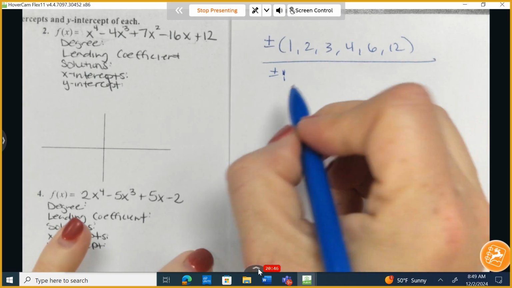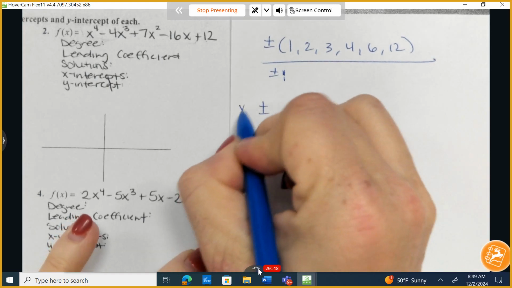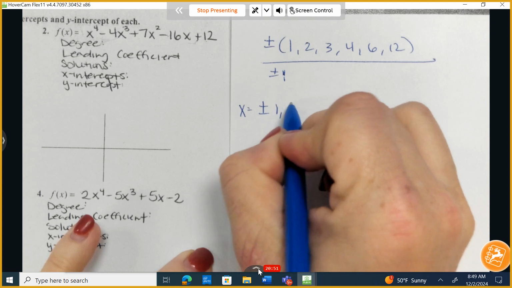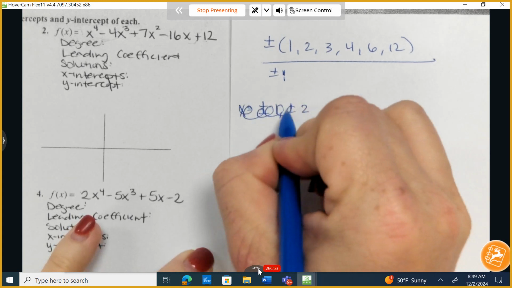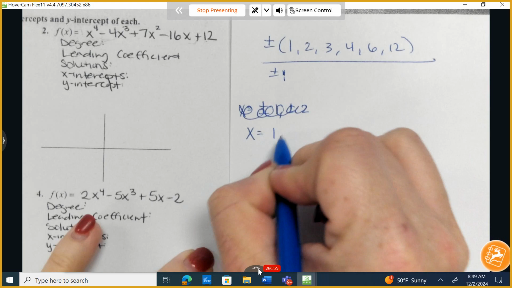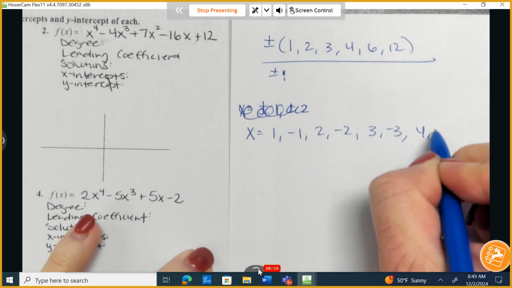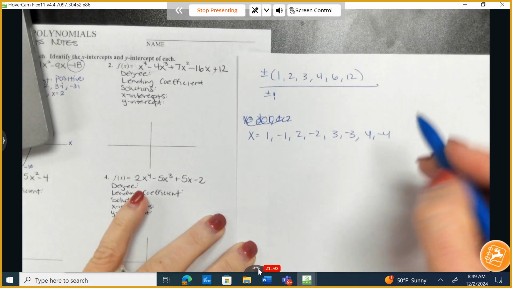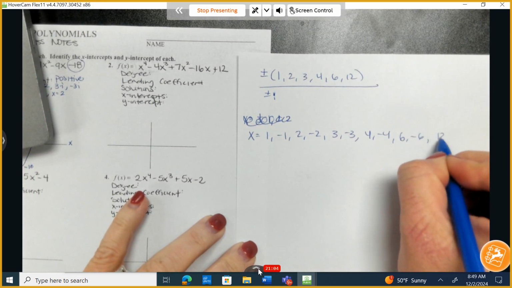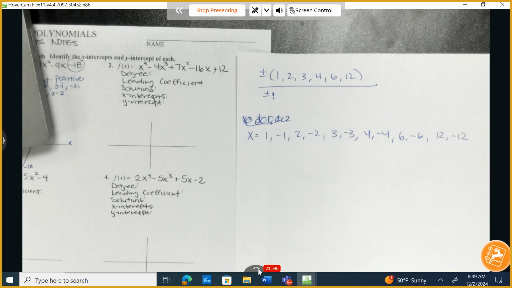So my possible rational roots would be plus or minus 1, plus or minus 2. I should write these out. I don't want to do it that way because I want to be able to cross them out. 1 or negative 1, 2 or negative 2, 3 or negative 3, 4 or negative 4. Let me zoom out here so you can continue to see the 6 or negative 6, 12 or negative 12.